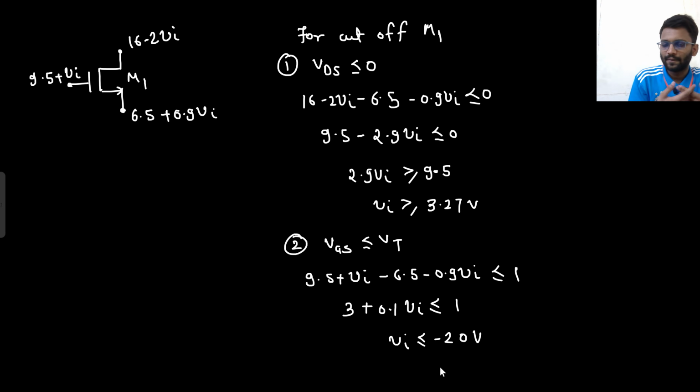Is that so? Vin is greater than 3.27. That will be the cutoff region, and here we are getting minus 20. Is the calculation correct? The calculation is absolutely correct. So yeah, this is the range.